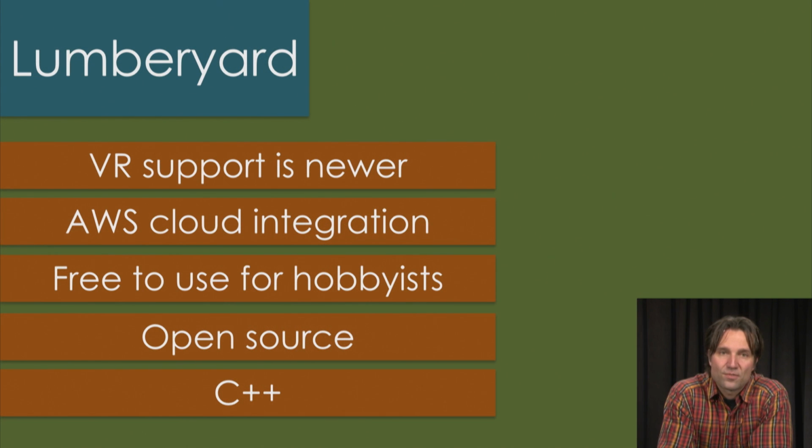And the AWS cloud is very useful when it comes to applications that involve many users. So if you have an application that you want many users to work together on, it could be a collaborative game, for instance, then the AWS cloud integration allows you to seamlessly scale to large numbers of users. The Lumberyard system is also, just like the Unreal Engine, free to use for hobbyists. It's also open source, and it's also implemented in C++.